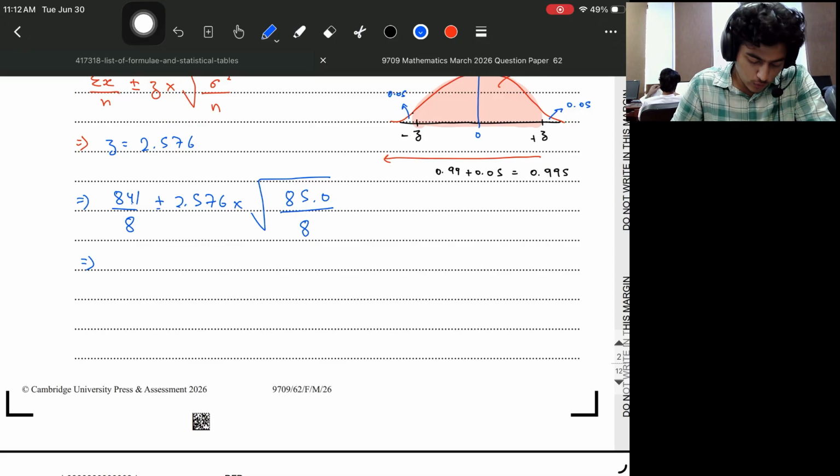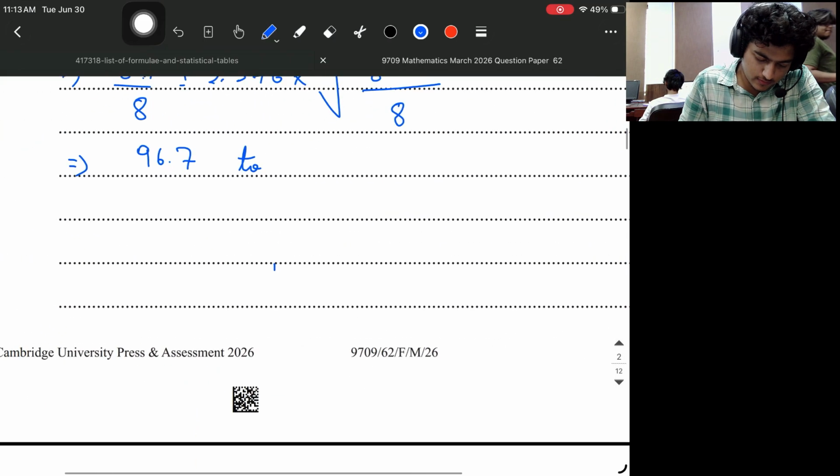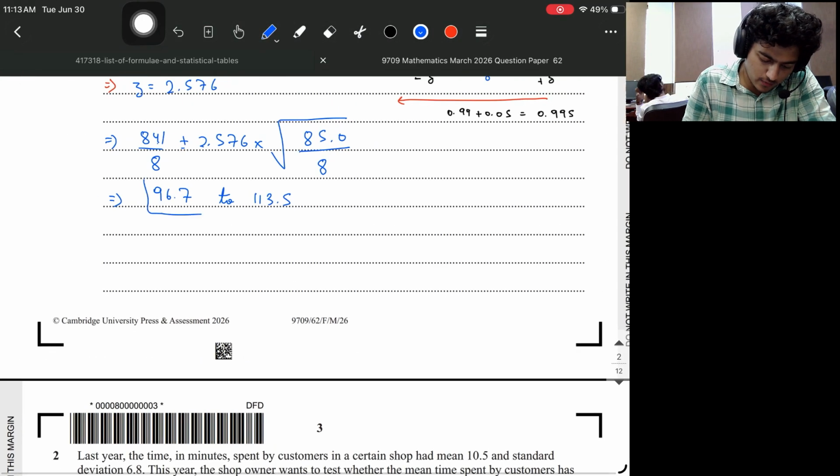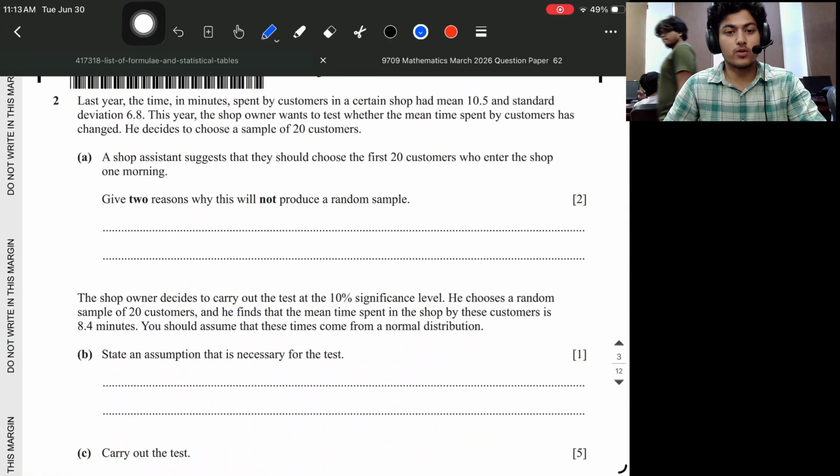you would get the lower value as 96.7, and the upper value as 113.5, and that will be your final answer. Now, let's move on to question number 2.